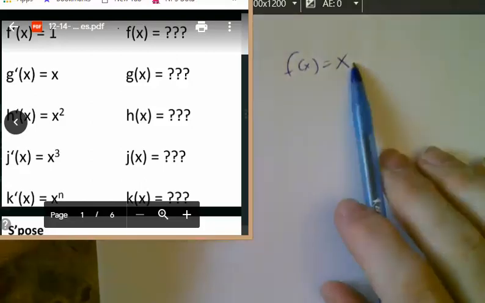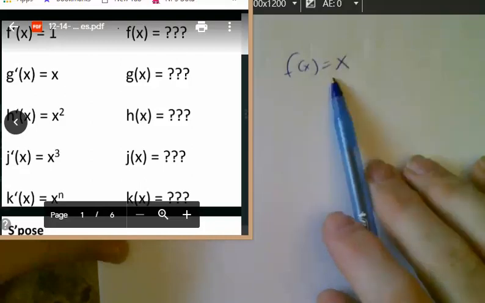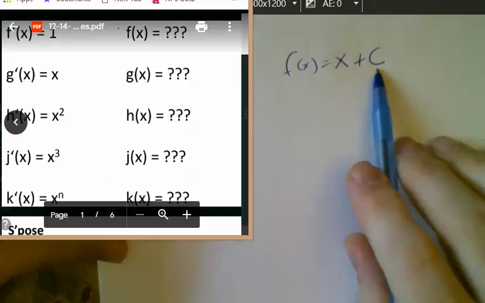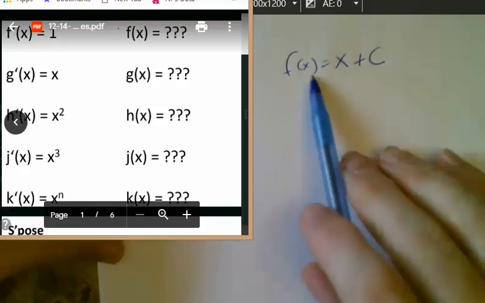The derivative of x, of course, is 1. This is a possible answer for the antiderivative of 1. The problem is it's not the only correct answer. So we had to account for the fact that there could be some constant, which we call c, that when added to x still has a derivative of 1.